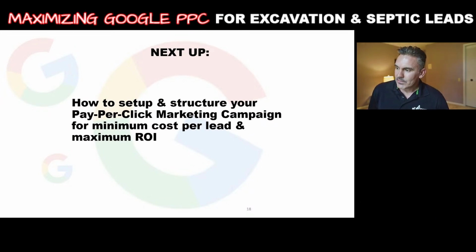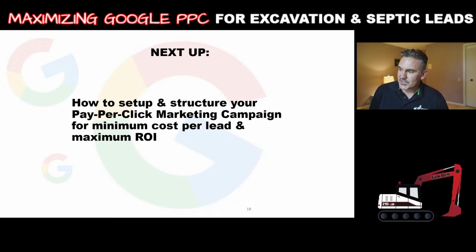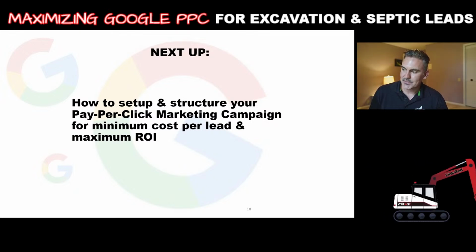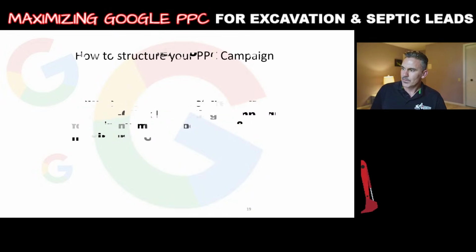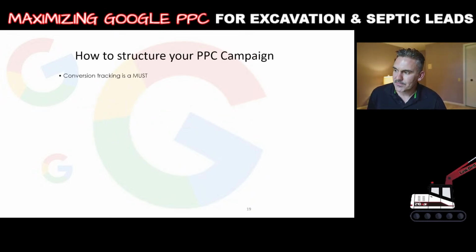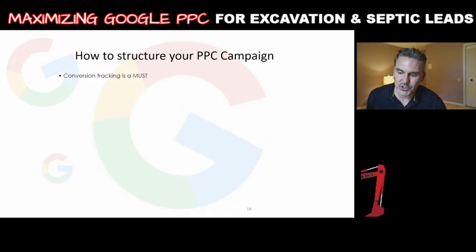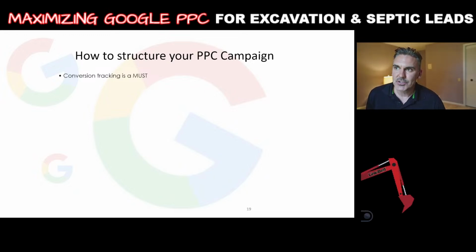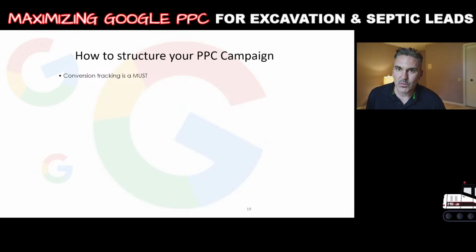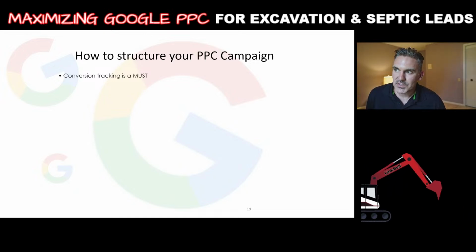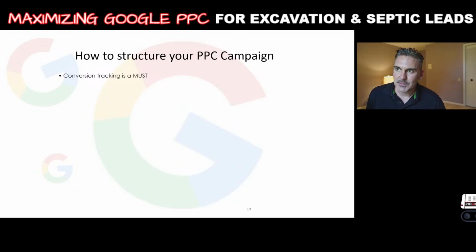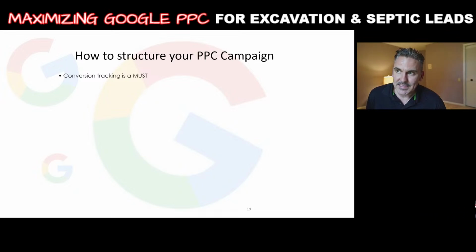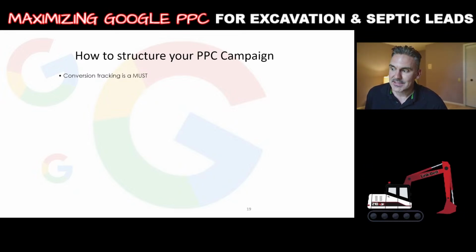So what I'm going to do now is show you a proper setup and structure for your pay-per-click marketing campaign for a minimum cost per lead and a maximum return on investment. First off, conversion tracking is a must. I will show you an example of what that looks like. Basically, you can set up code for lead forms and calls, so each time someone fills out a contact form or makes a call to your business, Google will track that and optimize the campaign for that type of person.